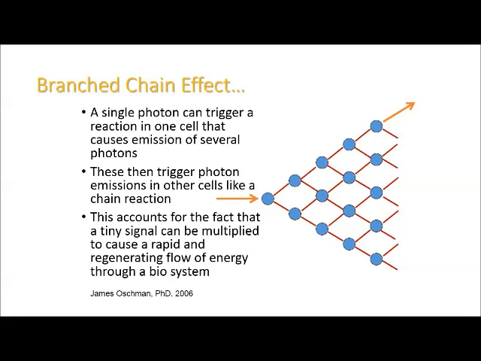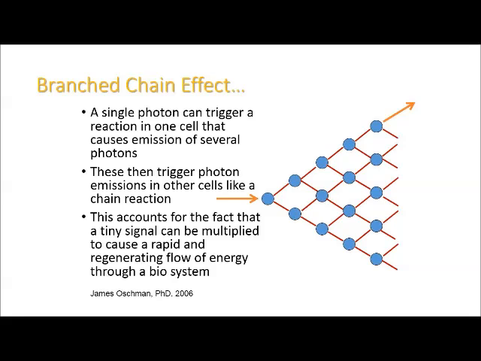What I like to talk about most about the concept of light energy, people talk about laser light. Do you have to touch the skin? No. Can you be a few inches away? Yes. How does it work? It's truly the branch chain effect because a single photon can trigger a reaction in a cell that causes emission of several photons. They then trigger photon emissions in other cells like a chain reaction. So this accounts for the fact that a signal can be multiplied to cause a rapid and regenerating flow of energy through the system. So the branch chain, the power of one.